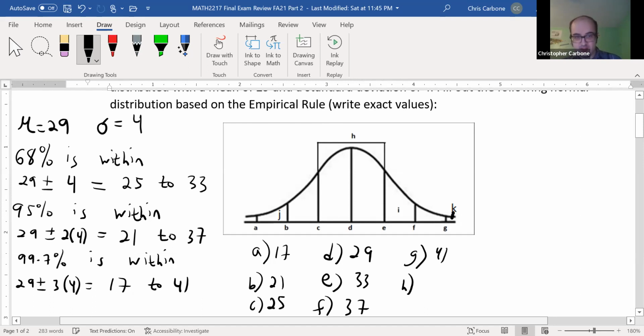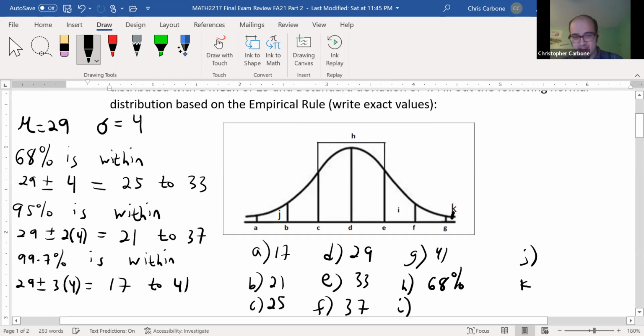H, which is this first standard deviation, we are given, this is 68% of the data. So that's 68%. So now for I, J, and K. These ones require a little bit of math.